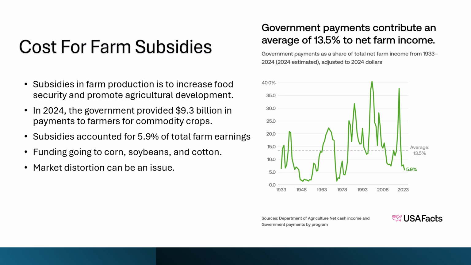As you can see from the graph to your right, government payments contribute on average 13.5% of net farm income. As you can see, once we go through any types of hardships or depression, we put a lot more funding into our farm subsidies to continue to help farmers produce crops and that food, increasing that food security.